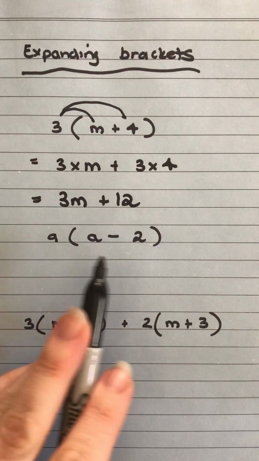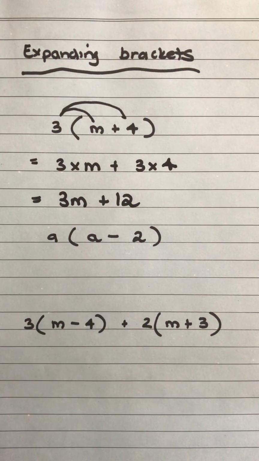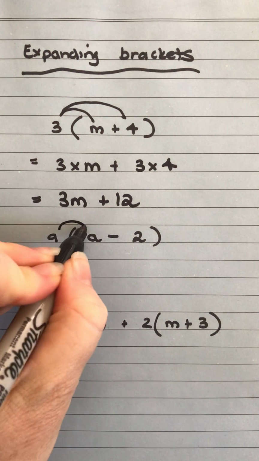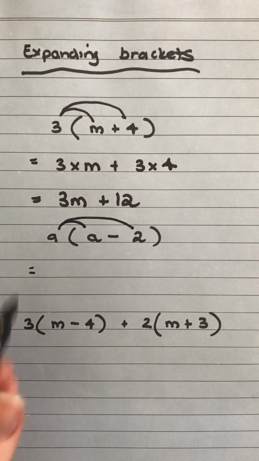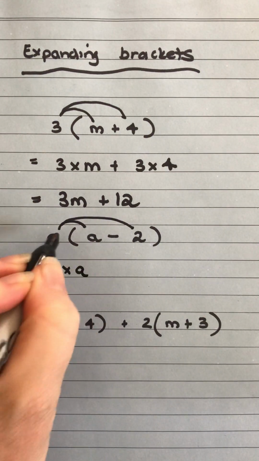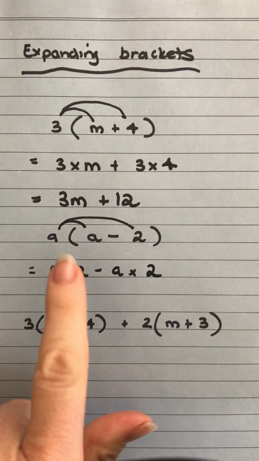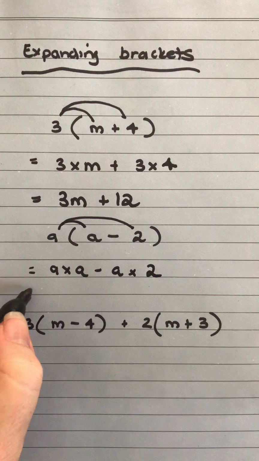In the next one, I've got 2a. So I just wanted to show you how to do that when we don't have a number outside the bracket. So in this case, we're going to draw in our lines, our wave. Then we're going to do a times a. And then we're going to do a times 2. The other difference here is there is a minus in our bracket.